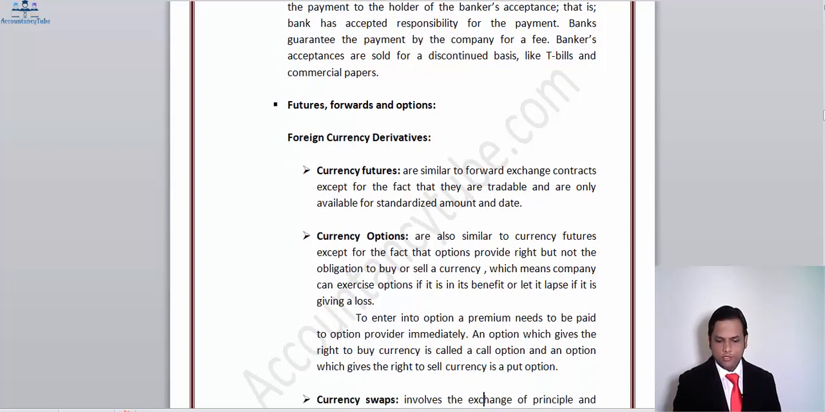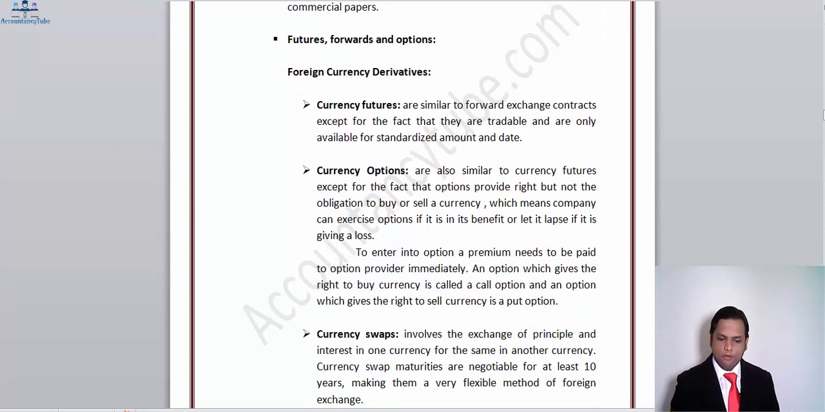Then we have got the futures, forward, and options. Now, futures, forward, and options are basically financial instruments. They are not like shares or debt instruments. However, their base can be either of them. They are derived from the base contracts, which could be debt or equity. Firstly, we will be discussing currency derivatives. Then we will be moving towards the interest rate derivatives.